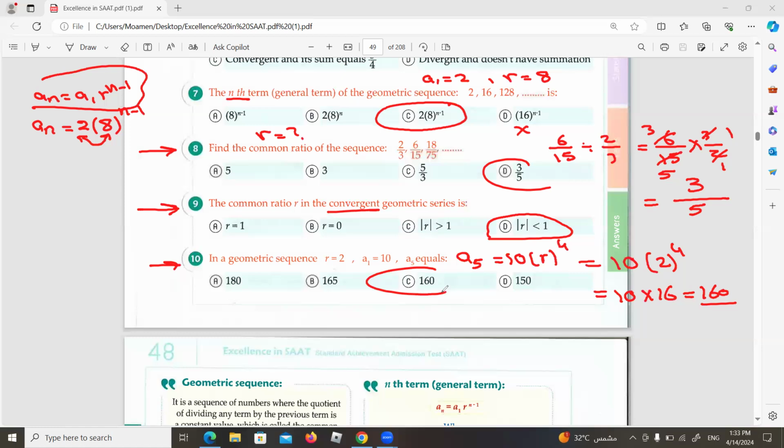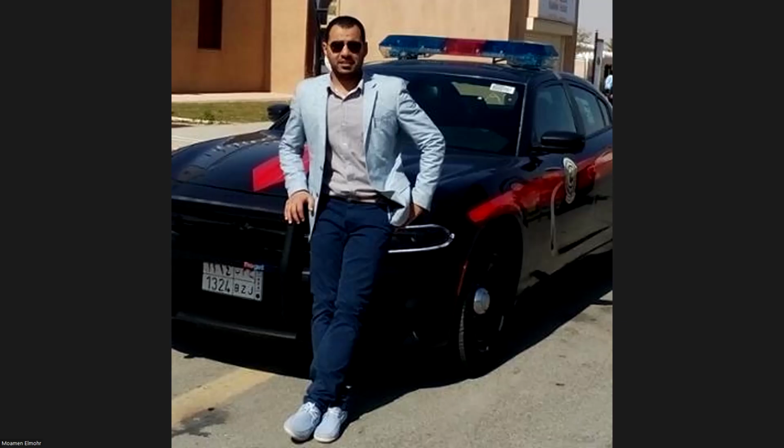This is the end of the lesson for the geometric sequence and geometric series. We have the rules for the general term and the rules for the geometric mean, also the summation for finite and infinite series, and also the types of geometric series, which are divergent and convergent as we saw. Thanks, my dear students, and see you.